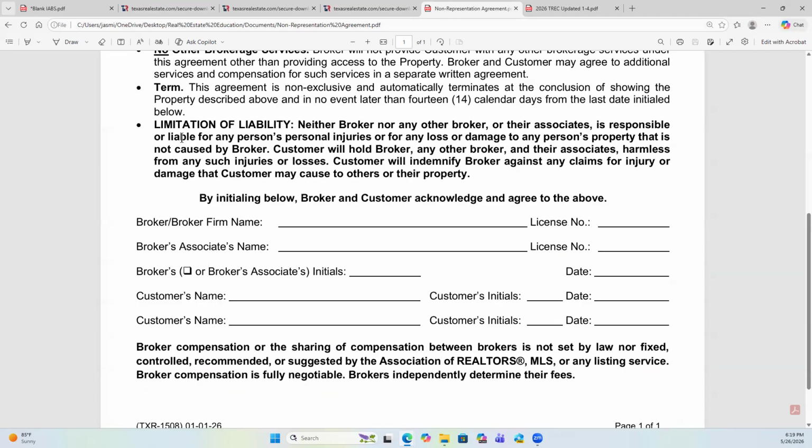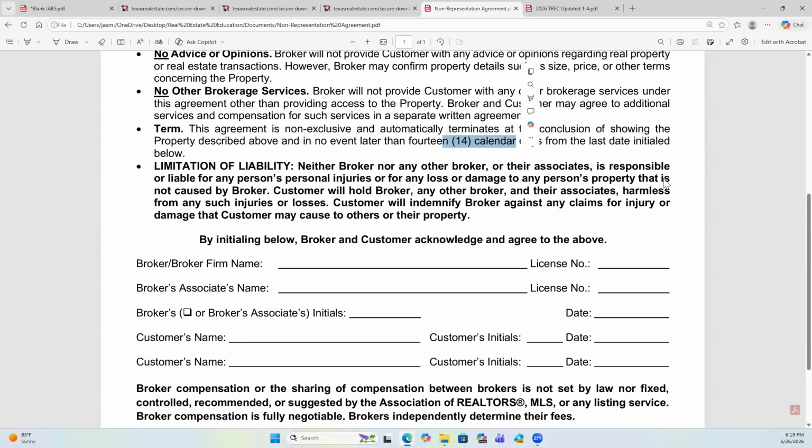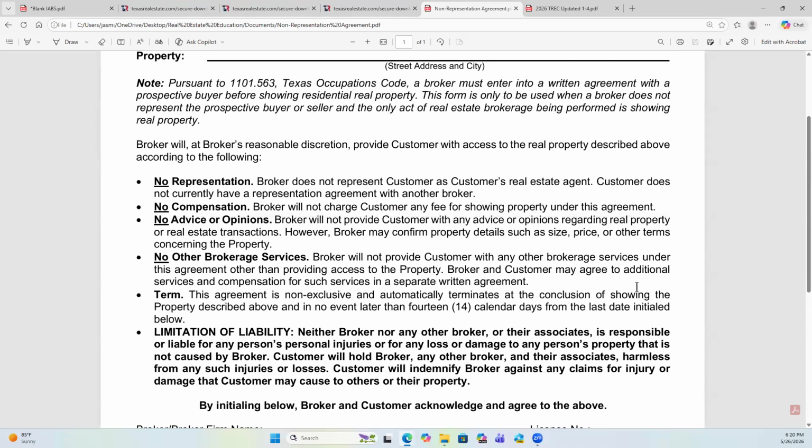What this document does is it takes liability off the brokerage that's showing you the property and the brokerage that's allowing you to show the property. And it gives you an open window of 14 calendar days. Okay. You cannot get paid to show these houses when you use this form.